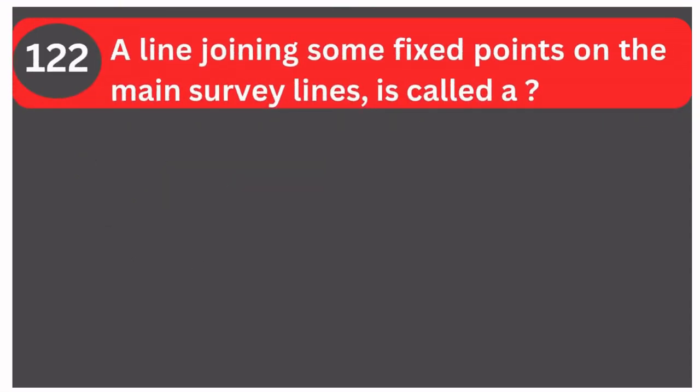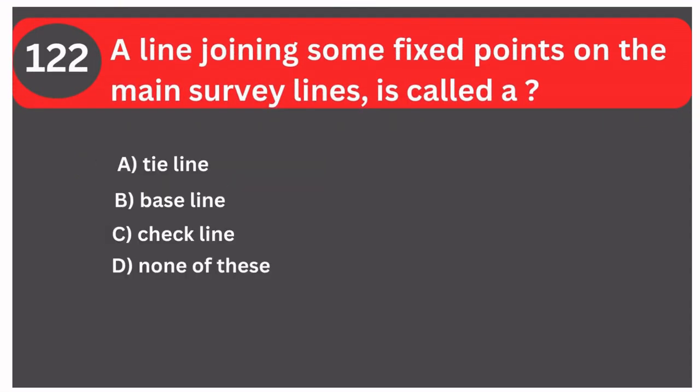A line joining some fixed points on the main survey lines is called a. Options A. Tie line. B. Baseline. C. Check line. D. None of these. Answer A. Tie line.